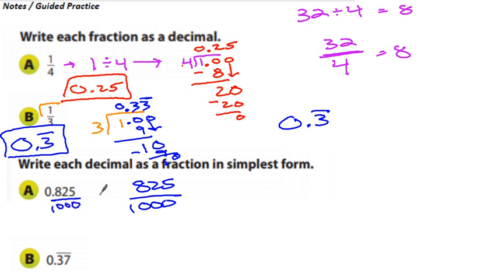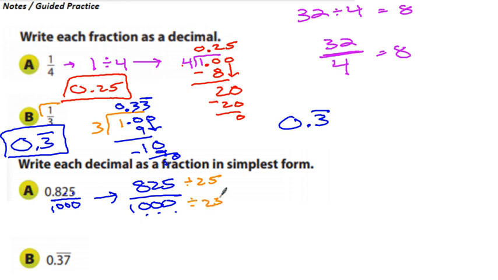So we can start off like that, but really this zero goes away. The zero and the decimal go away. That was the whole point of this. Because there's 1, 2, 3 numbers after the decimal, I have 1, 2, 3 zeros in my denominator with the 1 in front. So it's 825 thousandths. And then from here, we do need to simplify by dividing by the common factor.